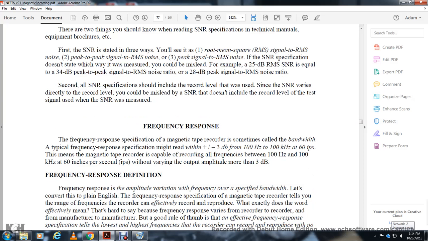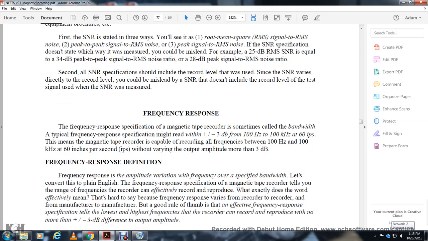All right, the frequency response specification for the magnetic tape recorder. A typical frequency response specification may be read as plus or minus 3 decibels from 100 Hz to 100 kilohertz at 60 inches per second. This means the magnetic tape recorder is capable of recording frequencies between 100 Hz and 100 kilohertz at 60 inches per second without varying output amplitude by more than 3 decibels.